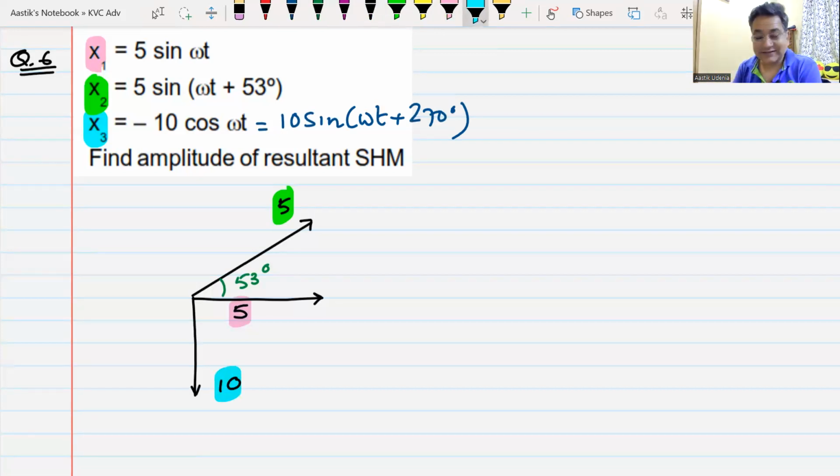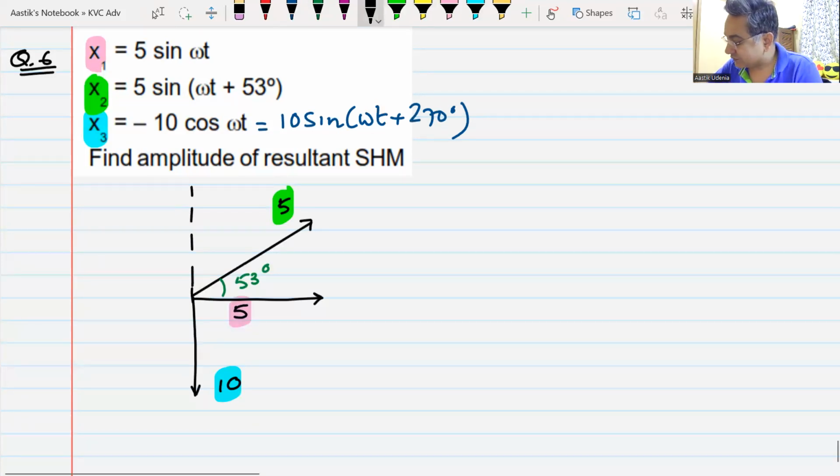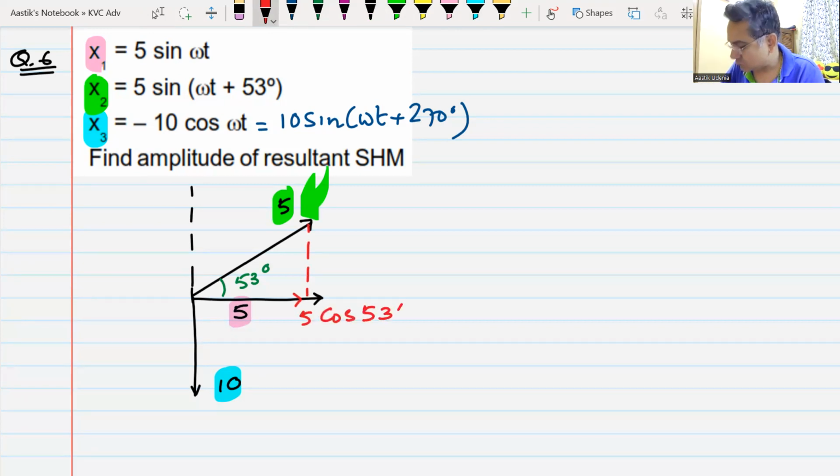You just have to add these 3. How do you add this? By vectors. It's a simple addition. This is 5, so I can resolve this into two components. One component will be here: 5 cos 53. And then I will have one more component here: 5 sin 53.